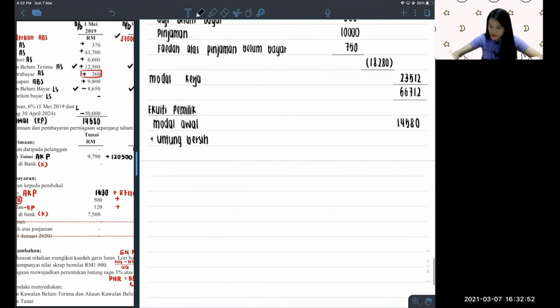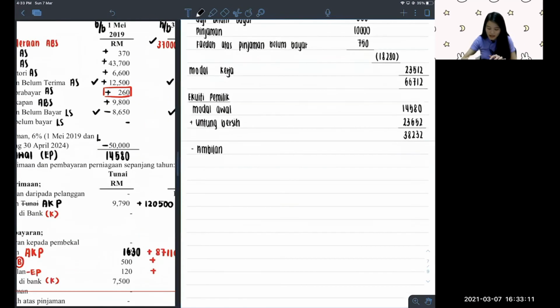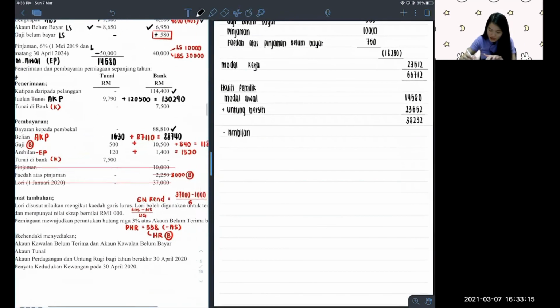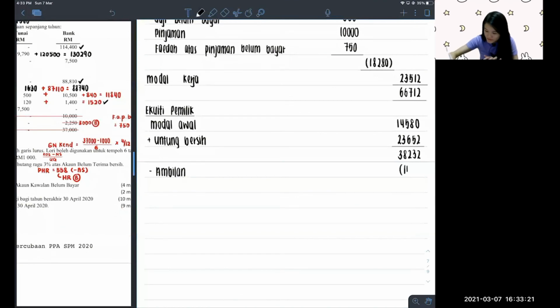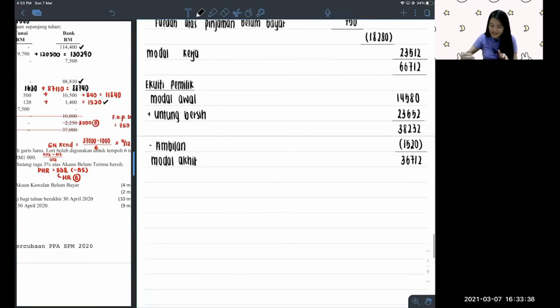23,652. Add together, equals to 38,232. Still far away, but we have one more thing to do, yeah, which is to minus ambilan. So ambilan, just now we already jumlahkan the tunai and the bank portion. So ambilan is equal to 1,520. So then minus. How much is it? Your modal akhir is 36,712. So it's already correct because you still have another pinjaman of 30,000 that you just need to put under LBS. Then both sides are the same already.